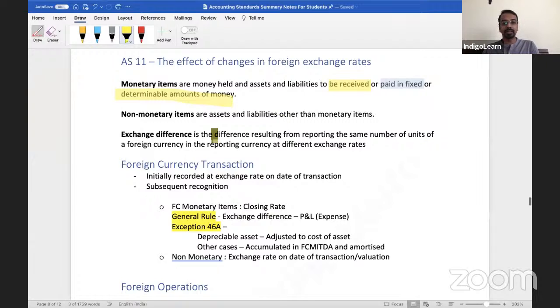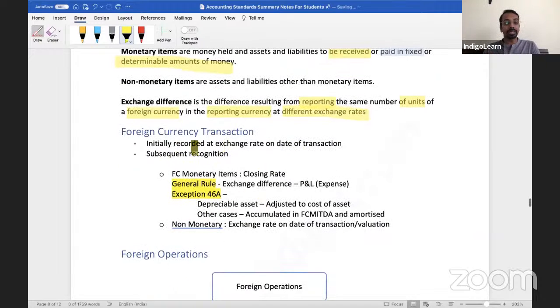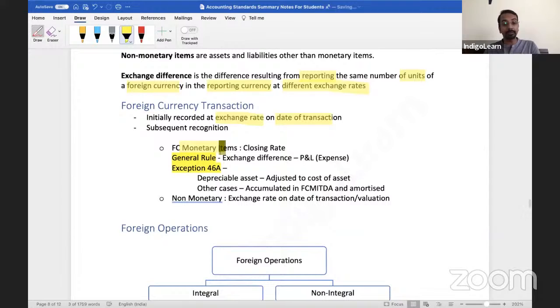So exchange difference is the difference resulting from reporting the same number of units of foreign currency in the reporting currency at a different exchange rate. Foreign currency transaction, initially we record at the exchange rate on the date of transaction. Then foreign currency monetary items, you will value them at closing rate. Exchange difference, you will take it to P&L. It need not always be an expense, it can be an income also, in the respective financial year.